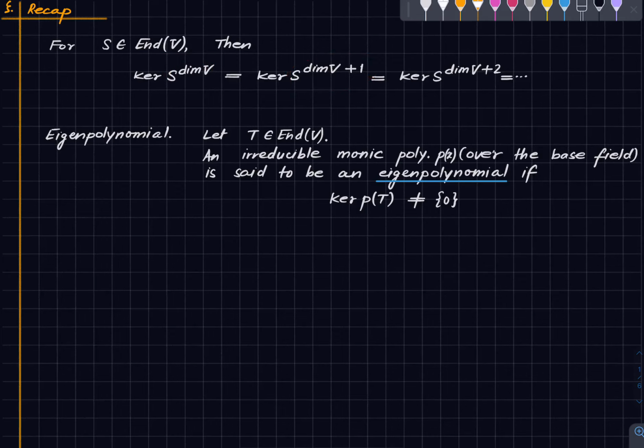Alright. Last time we saw the notion of an eigenpolynomial, which was just a generalization of the notion of an eigenvalue. So what was the definition? An endomorphism T on V has been fixed. Then an irreducible monic polynomial P(x) over the base field is said to be an eigenpolynomial if this happens, meaning the kernel of this endomorphism is non-trivial. Right, and the connection with eigenvalues was that if lambda is an eigenvalue, then x minus lambda is an eigenpolynomial, and conversely.